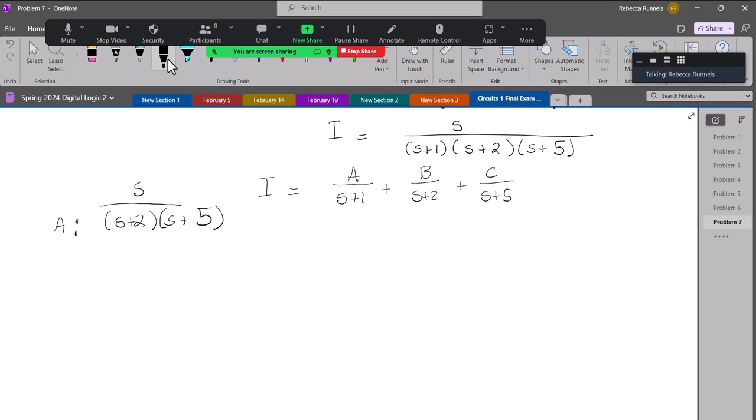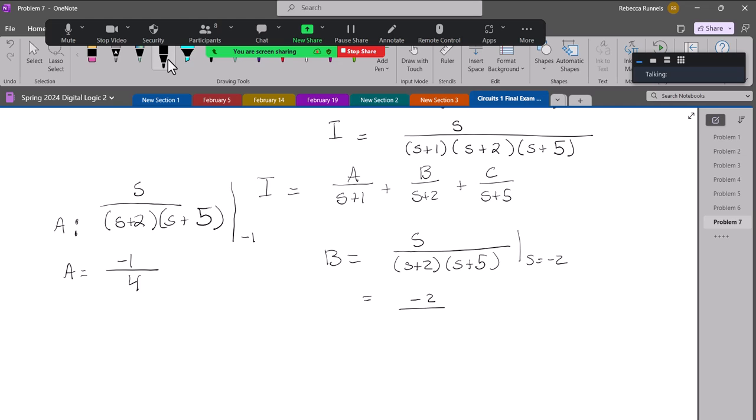Okay, so I leave out the S plus 1, but I evaluate this at -1, the value that would make S plus 1 equal to 0. So A equals -1 over 1 times 4, so -1/4. And B equals, I leave out the S plus 2, and I evaluate this at S equals -2. And I get -2 over -1 times 3, which is 2/3.